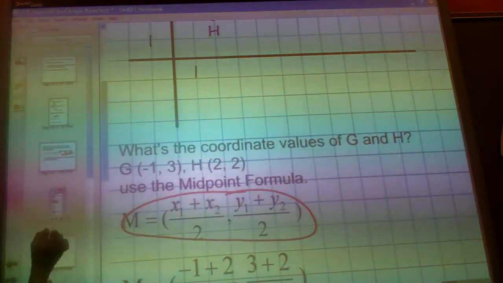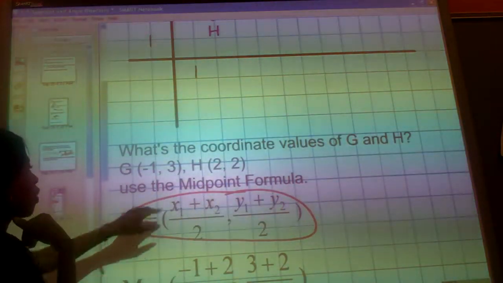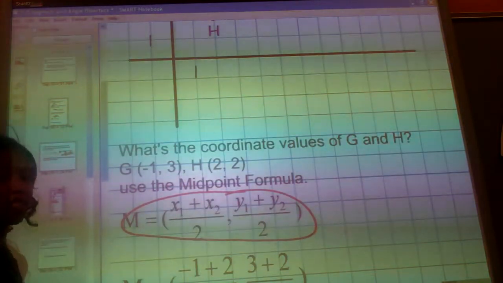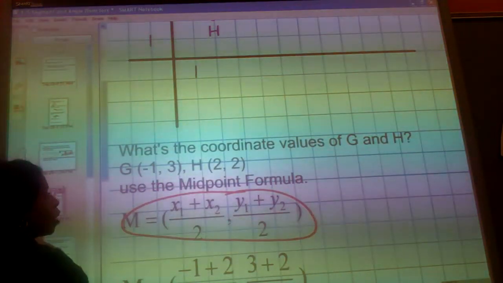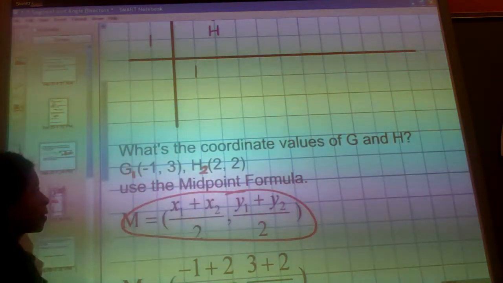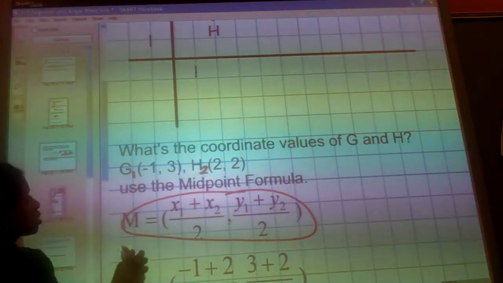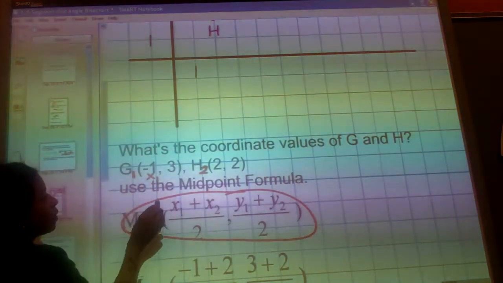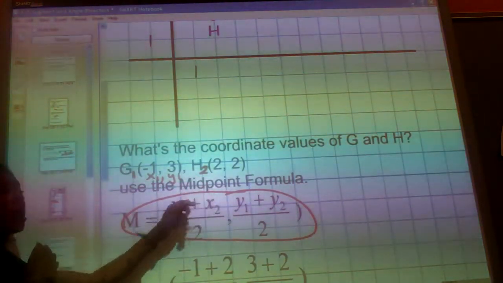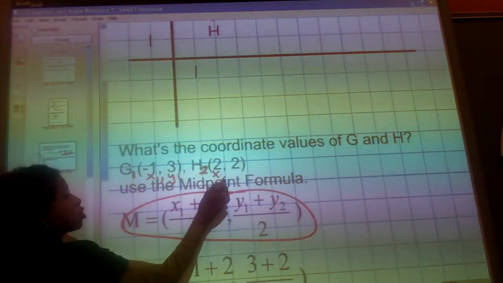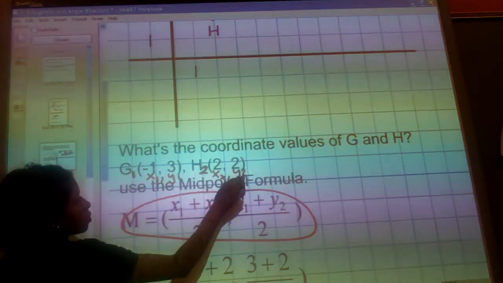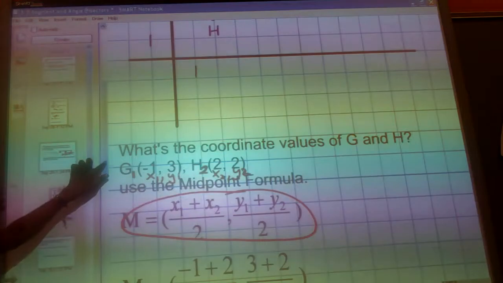Now, we do the same thing that we did when we had the distance equation. We go back to G and H, and we decide which one we want to make the 1 and which one I want to make the 2. Well, in this case, I want G to be 1 and H to be the 2's. When I do that, this -1 will be x sub 1, comma, and then the 3 will be the y sub 1 for the G's. And then for the H's, this 2 will be x sub 2, because I let the H be 2's, comma, and then the y sub 2. And now I can substitute into the equation.